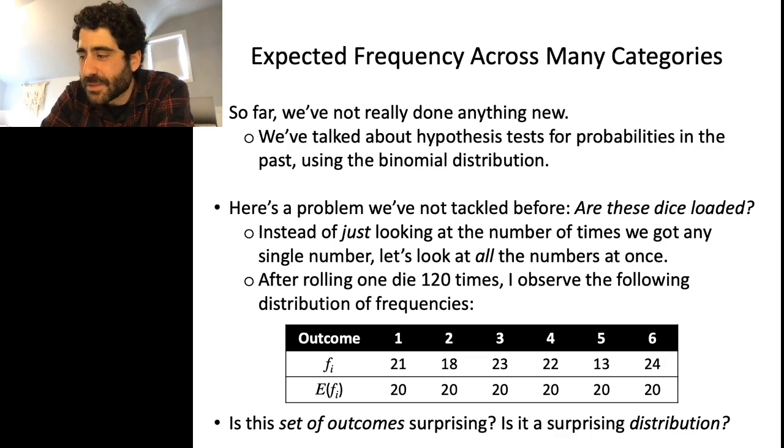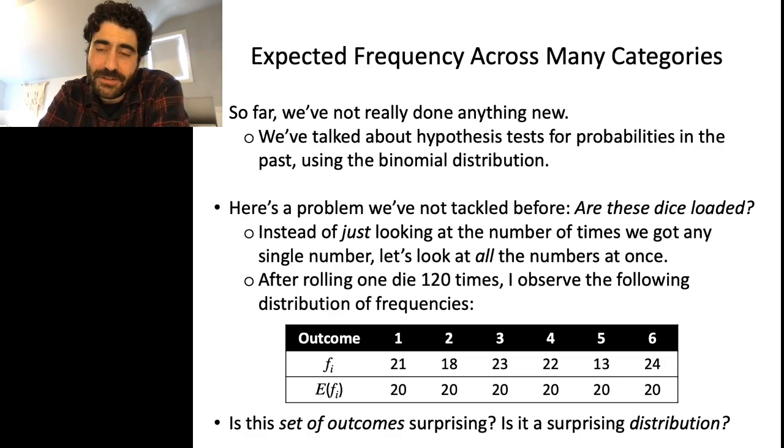We can see some of the numbers are pretty close to 20. We got only 13 5s, right? And the question is, is that weird? Is this something that's inconsistent with our null hypothesis or not? So what we want to come up with is some kind of statistic that compares our actual frequencies in our sample to these null expected frequencies.